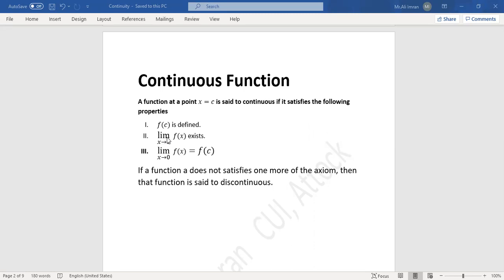Secondly, the limit at that point c exists. Third, the value of the limit at point c and the value of the function at point c are equal. If a function satisfies these three properties, then the function is said to be continuous. If a function does not satisfy one or more of these three properties, then the function is said to be a discontinuous function.